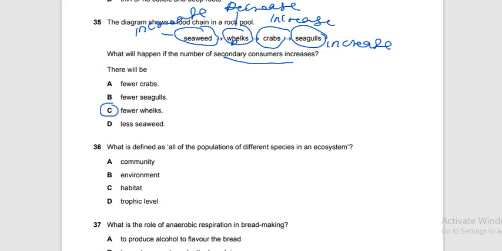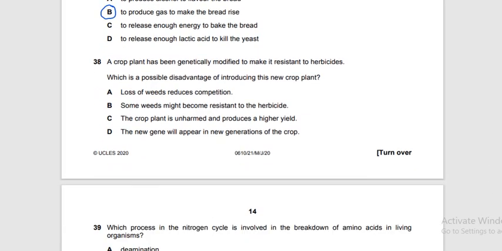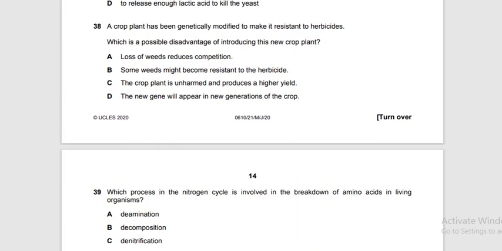Now, what is defined as all the populations of different species? Different species living in an ecosystem form a community. A. Now, what is the role of anaerobic respiration in bread making? In bread making, biotechnology, anaerobic respiration takes place when you add yeast and it helps the bread dough to rise. It produces a gas called carbon dioxide that makes the bread dough rise. The answer is B.